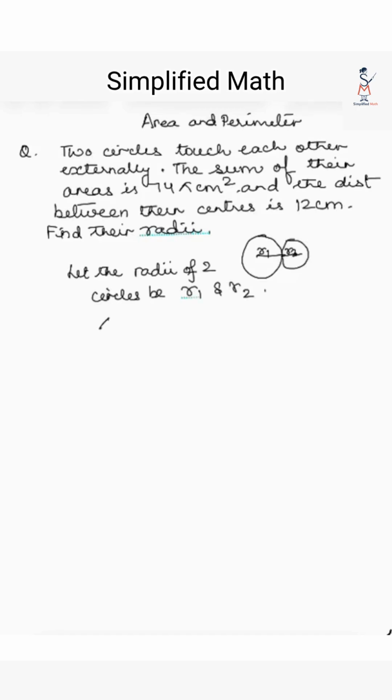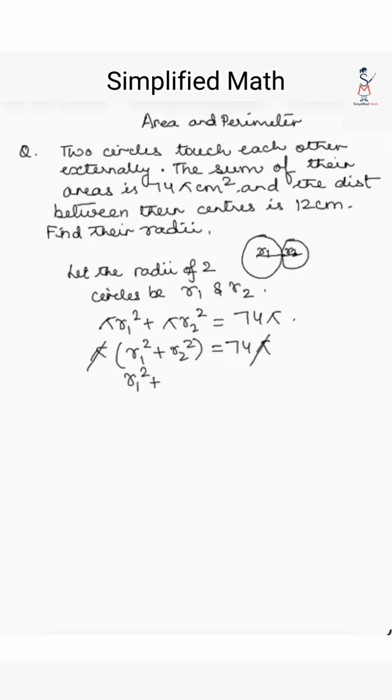Sum of their areas, that means pi R1 square plus pi R2 square is 74 pi. Fine, pi can be taken common, and pi gets cancelled. R1 square plus R2 square is 74. This is my first information. And the distance between their centers, that is R1 plus R2, is 12. This is my second information.